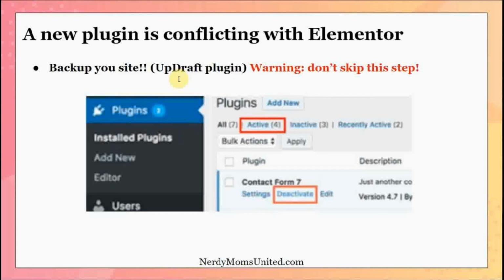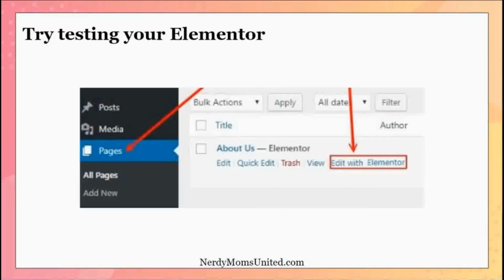So do a backup of your site, and then we're going to go to plugins. You're going to click on active plugins. You're going to find the plugin you recently installed, and you're going to click deactivate. We're not going to uninstall it. We're going to just deactivate it. Once you deactivate it and it's done, you're going to go back and test here by clicking on pages, the page you want to edit, and clicking on Edit with Elementor.